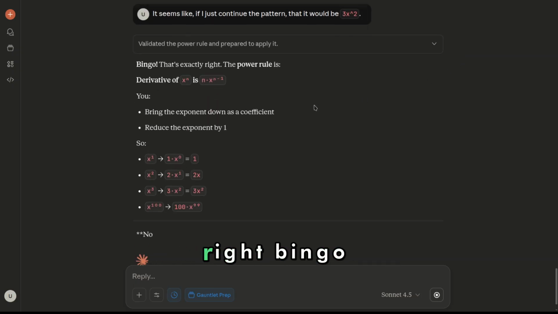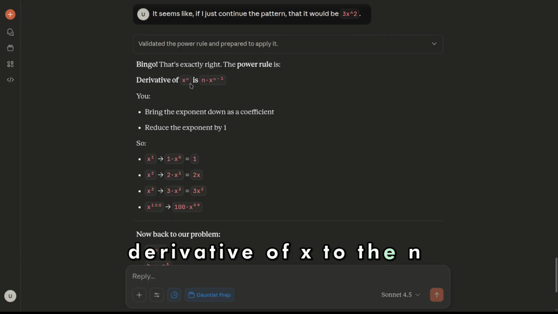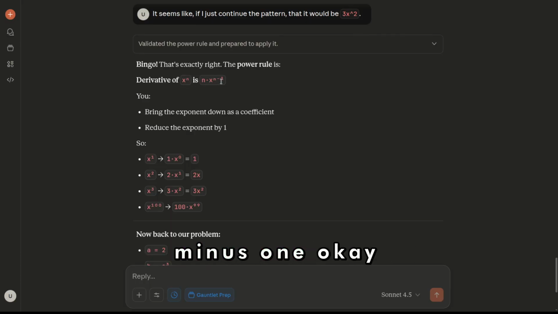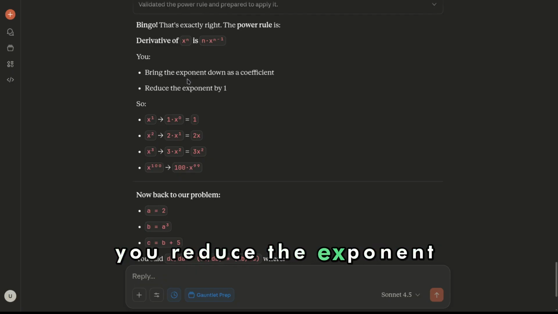Bingo, that's exactly right. Bingo! The power rule is: the derivative of x to the n is n x to the n minus 1. Okay. You bring the exponent down as a coefficient and you reduce the exponent by 1.